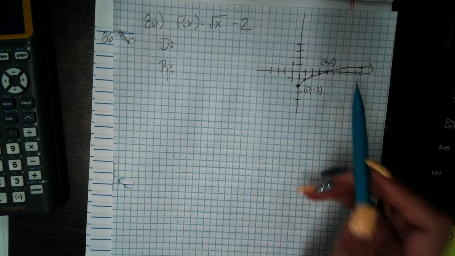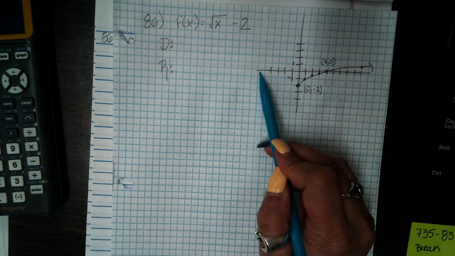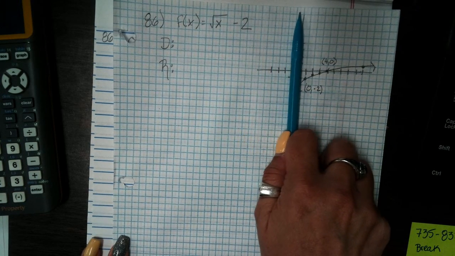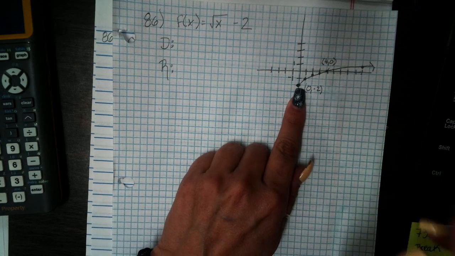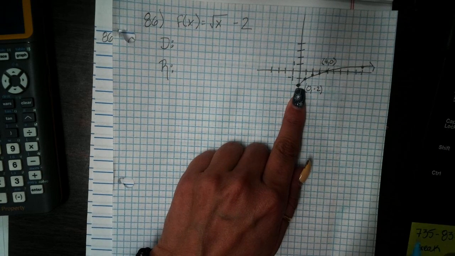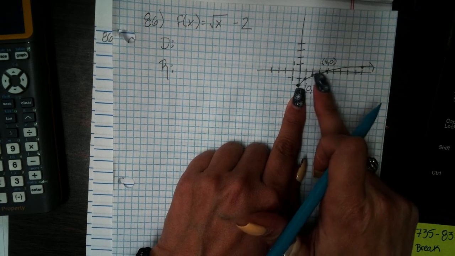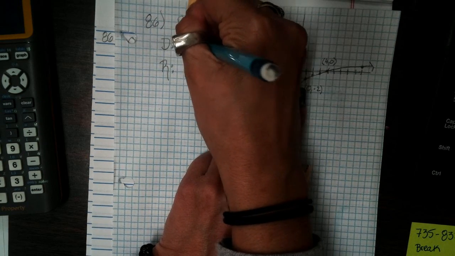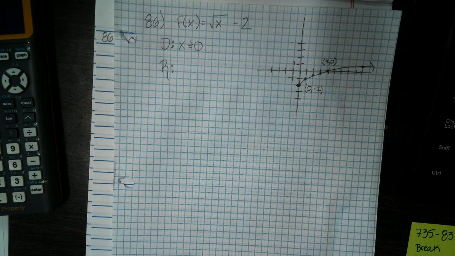So your x's, so it looks like as I'm looking this way, I have no graph on any of these points, no graph, no graph, no graph. Now I hit the graph. So I hit the graph right here when x is 0, and then it keeps going forever in the arrow. So your domain is x can be greater than or equal to 0.